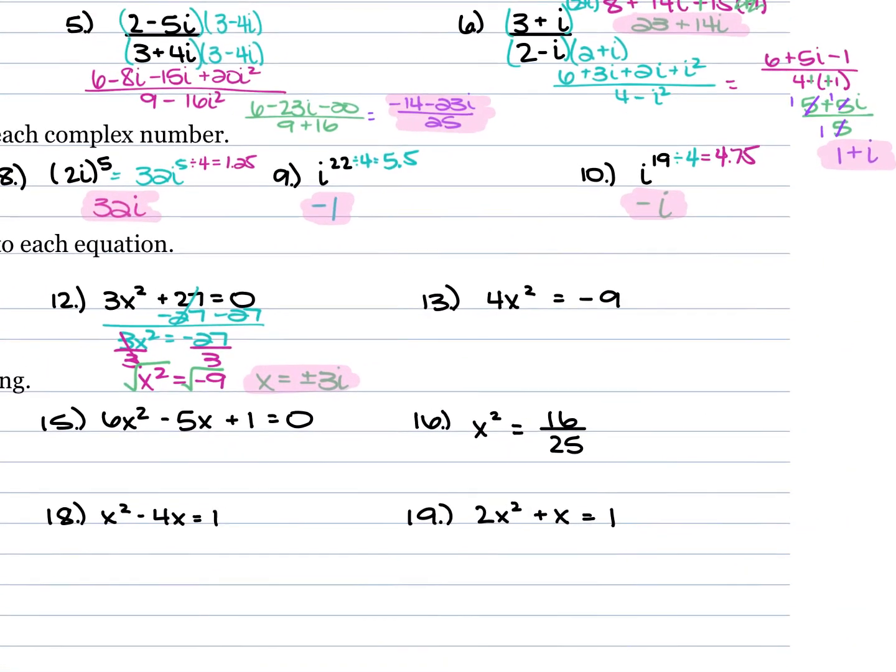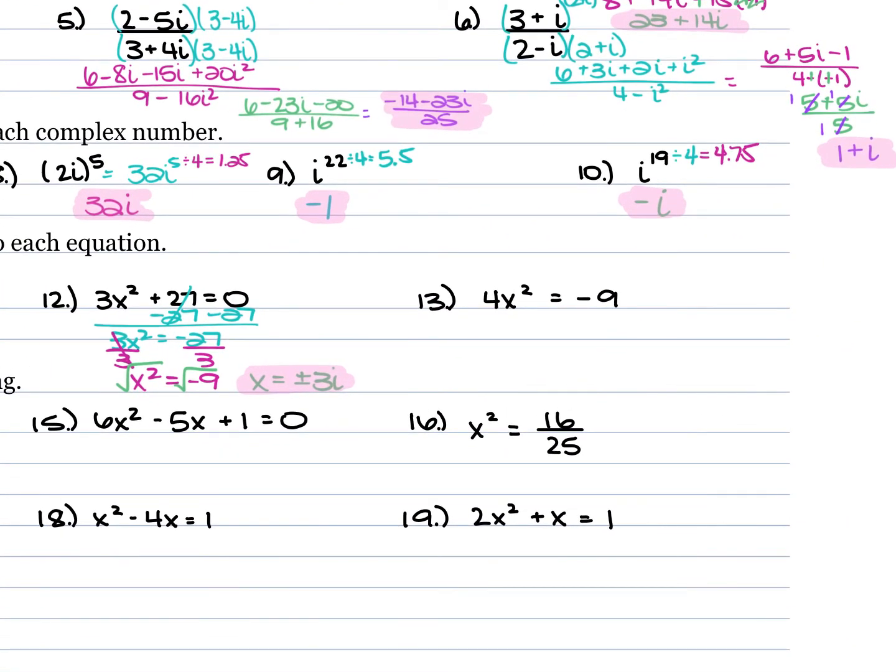For 13, you have 4x squared is equal to negative 9. For this one, you're just going to divide each side by the 4. We have x squared is equal to negative 9 over 4. You're then going to take the square root of both sides, and you get that x is equal to plus or minus 3 over 2i.